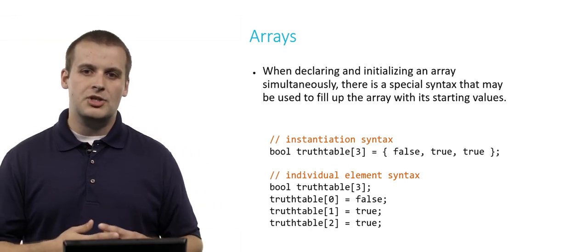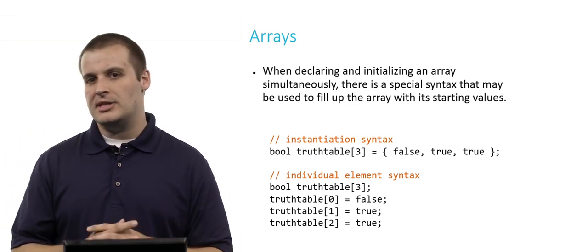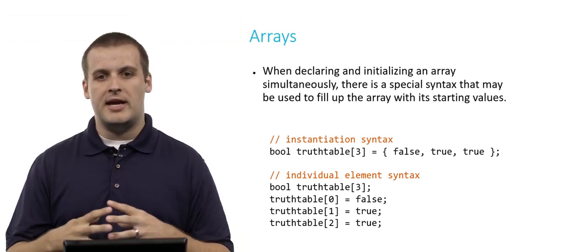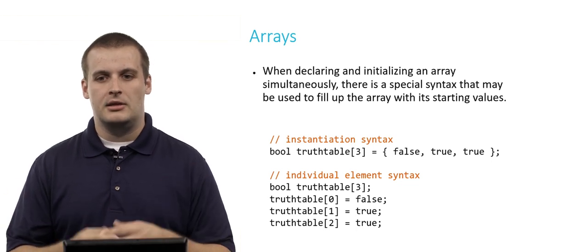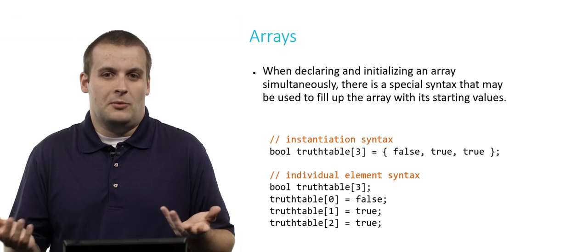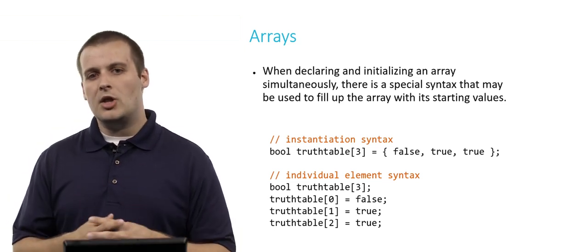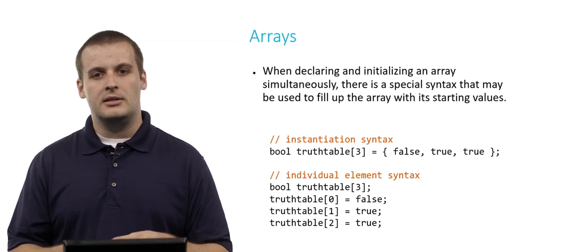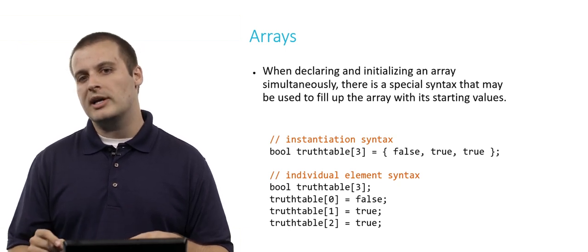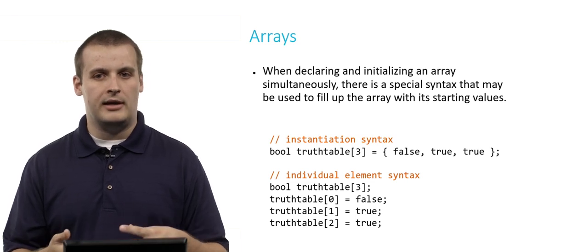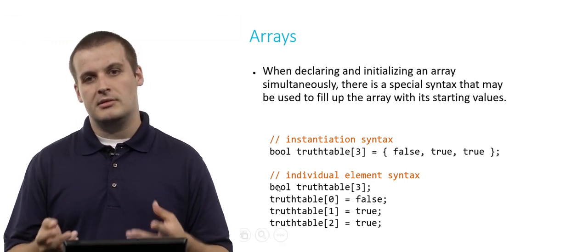Now, when you declare and initialize an array simultaneously, there's actually a pretty special syntax that you can use to fill up the array with its starting values. It can get kind of cumbersome to declare an array of size 100 and then have to say element 0 equals this, element 1 equals this, element 2 equals that. What's the point, right? If it's a small array, you could do something like this. bool truth_table[3] = open curly brace, and then comma separate the list of elements that you want to put in the array. Then close curly brace, semicolon.